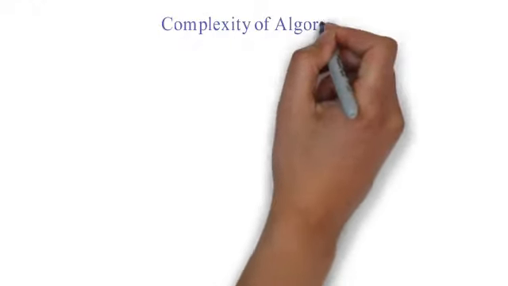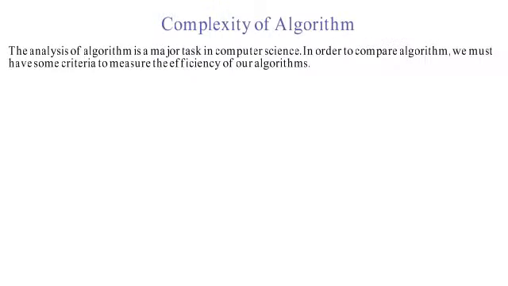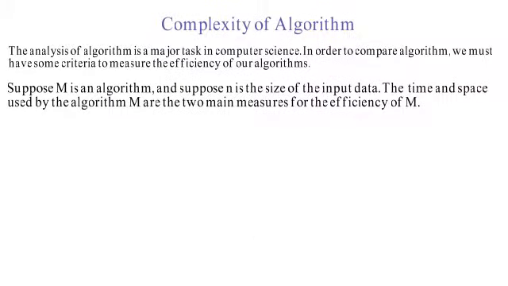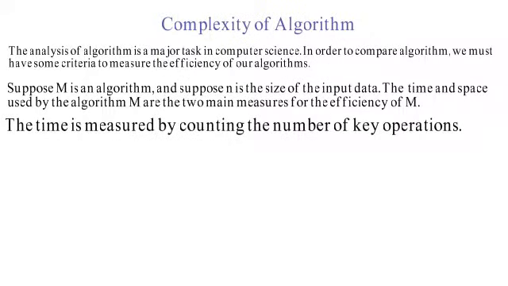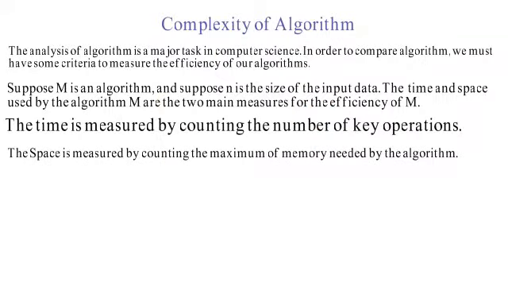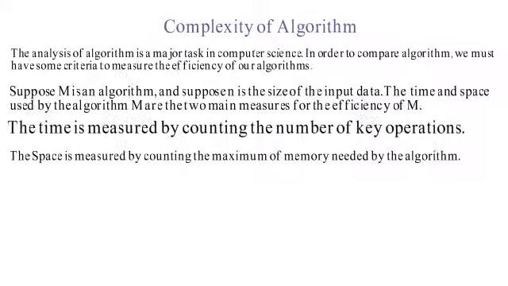Complexity of algorithm. The analysis of algorithms is a major task in computer science. In order to compare algorithms, we must have some criteria to measure the efficiency of our algorithms. Suppose M is an algorithm and suppose n is the size of the input data. The time and space used by the algorithm M are the two main measures for the efficiency of M. The time is measured by counting the number of key operations. The space is measured by counting the maximum memory needed by the algorithm.